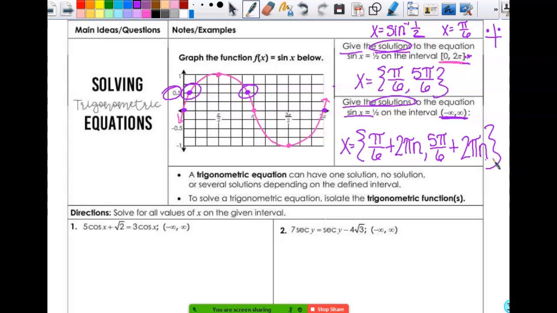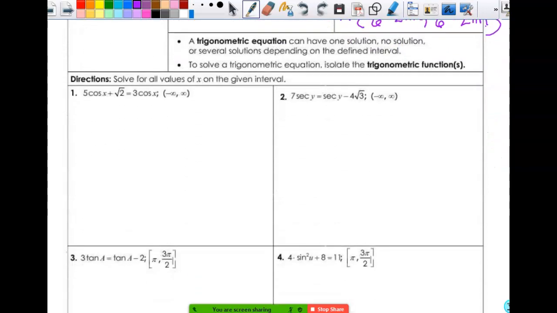Okay. All right, so let's look at what we're doing here. It says a trigonometric equation can have one solution, no solution, or several solutions, or an infinite amount of solutions, really. And it depends on the defined interval, so we have to pay attention to those. To solve a trigonometric equation, so we want to solve.